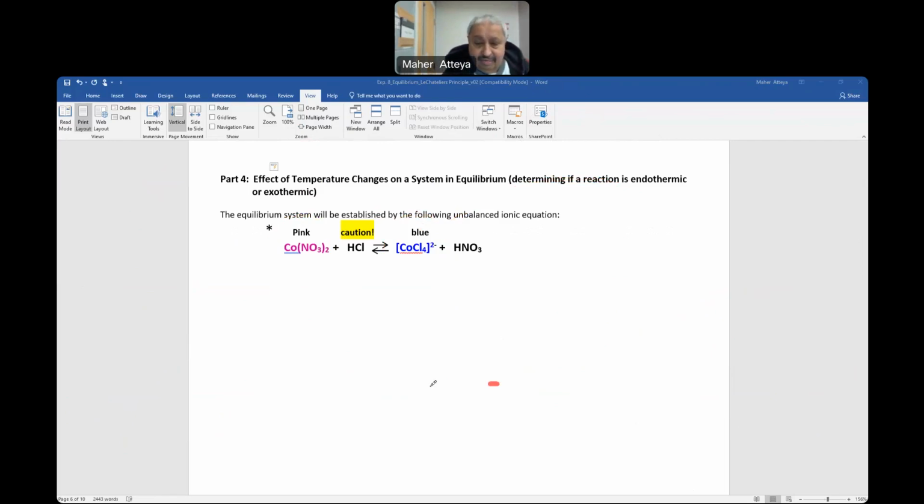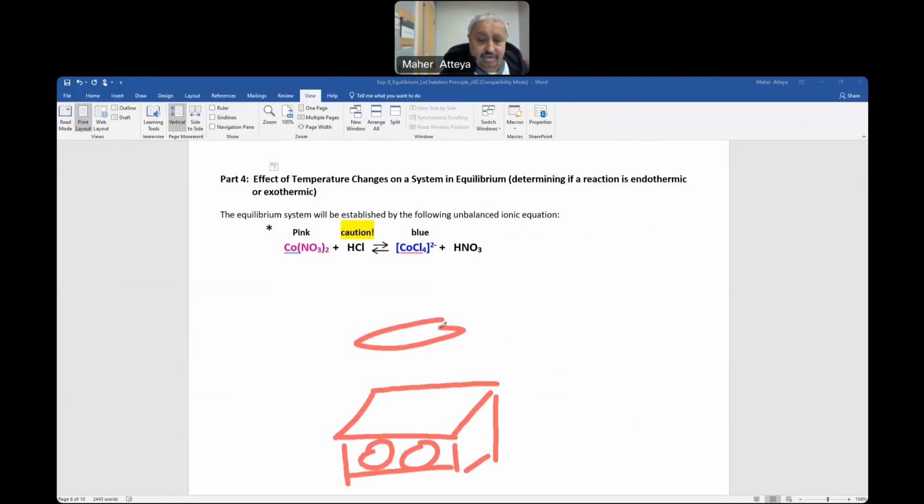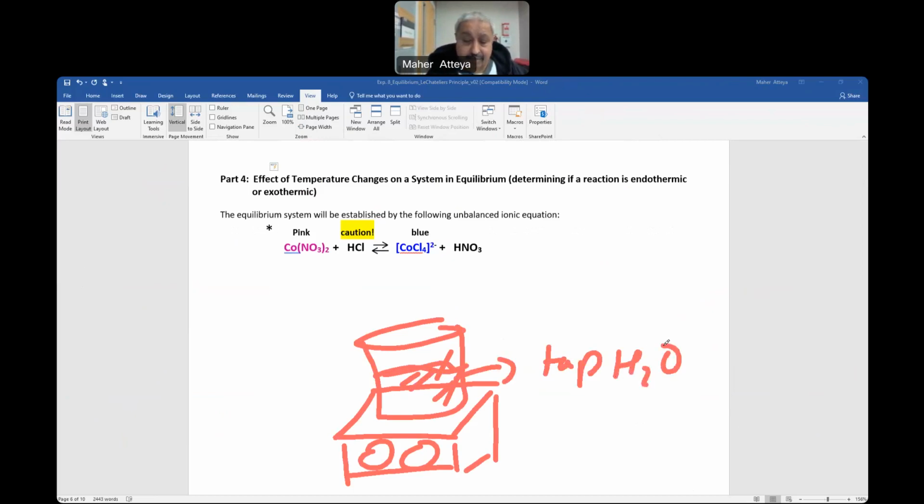So here it is, the hot plate. I will help you to turn this hot plate on. This is your beaker. The beakers are inside at the end of the lab. That's the beaker here, half of it. Just tap H2O, tap water.